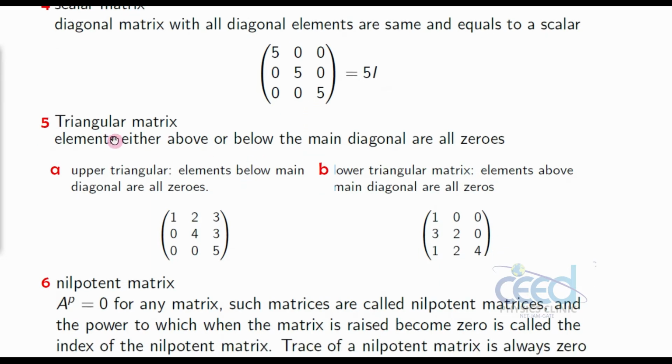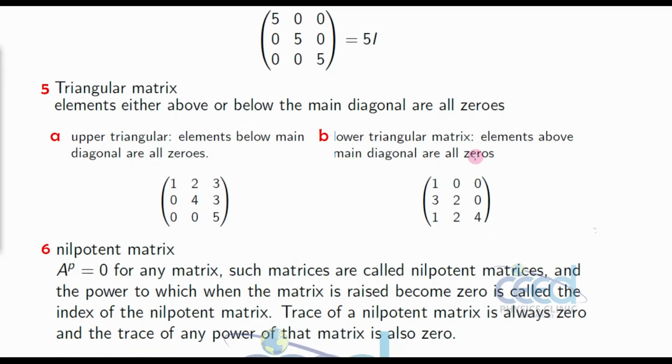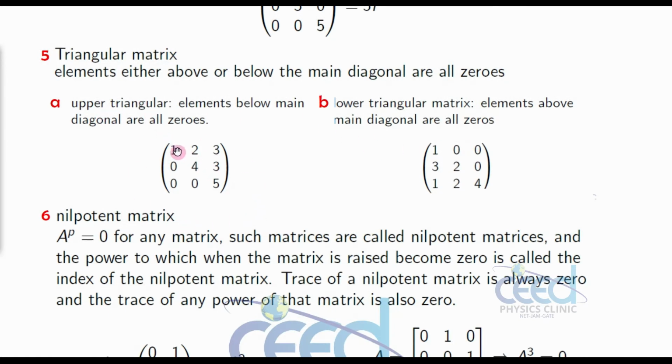Now the triangular matrix. A triangular matrix means the elements either above or below the main diagonal are all 0. We have two types. In the upper triangular matrix, all the elements above the diagonal exist, and below the diagonal all elements are 0. Here you can see all the elements above the diagonal are 0, and they only exist below the diagonal. That is a lower triangular matrix.